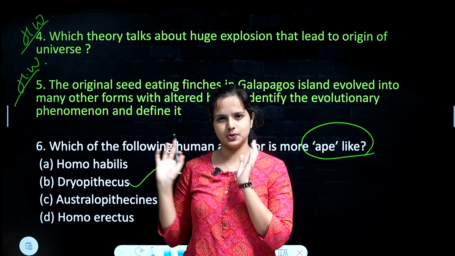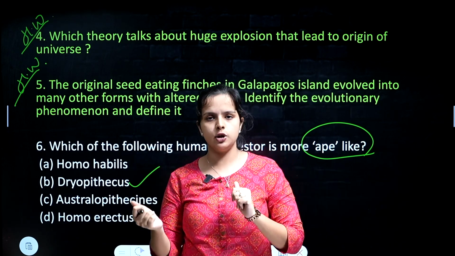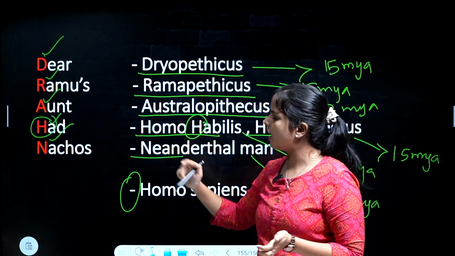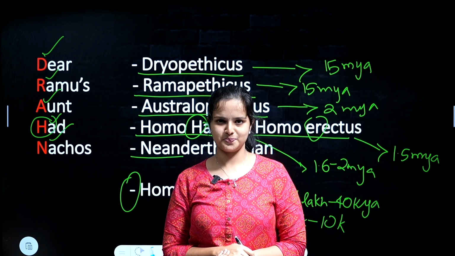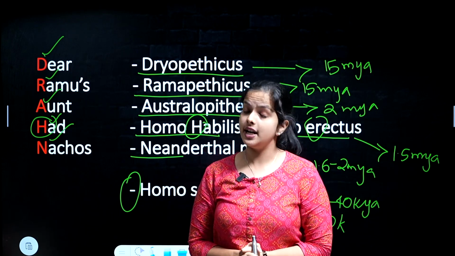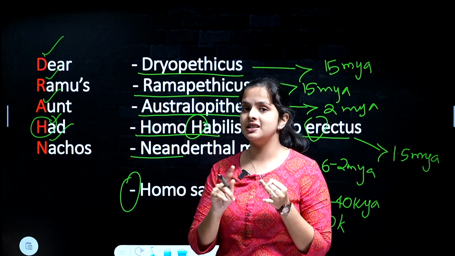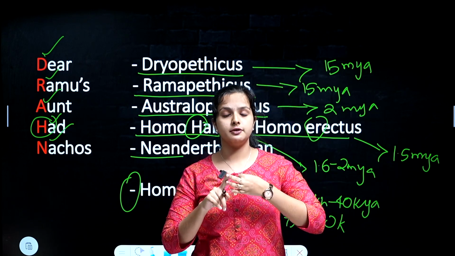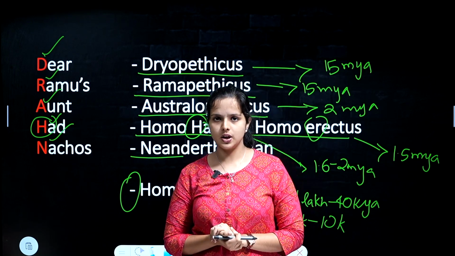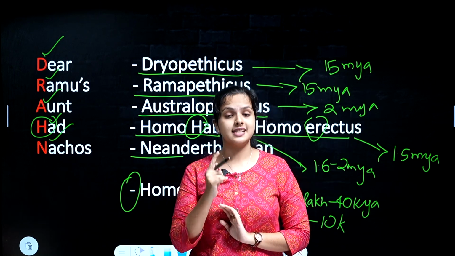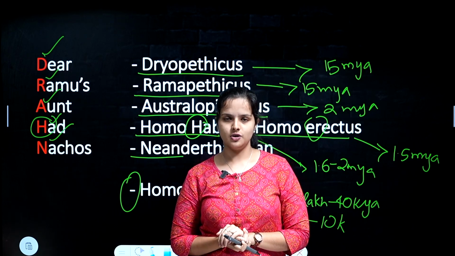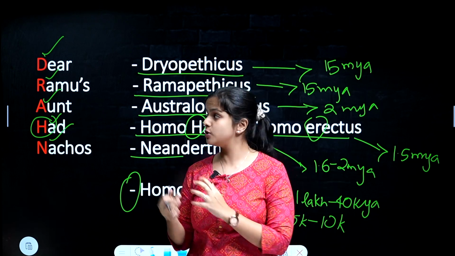This was the last video of the chapter, and it was a quick video because it's a very simple topic. The code that you have to remember is Dear Ramu's aunt had nachos. I hope you have understood this chapter. It was a very small chapter, but a very important chapter. The Hardy-Weinberg equilibrium, industrial melanism, divergent evolution and convergent evolution, homologous organs and analogous organs are all previous year questions, so you have to learn all of that in detail. The Stanley Miller experiment and the theory of chemical evolution of Oparin and Haldane are also very important.